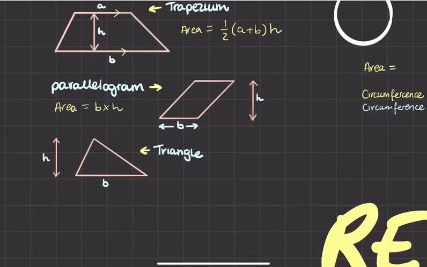angle to the base. Very similarly, we have the triangle, and the triangle has an area of a half of the base times the height. So half times the base times the height, or you could say base times height over 2. Sometimes you see it written in different ways, but they all mean the same thing.